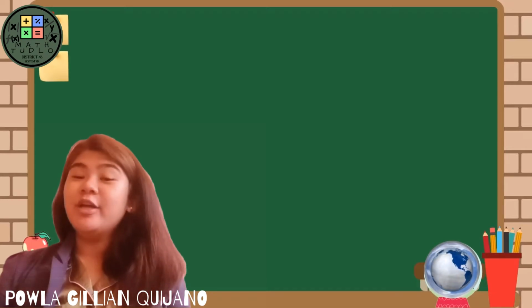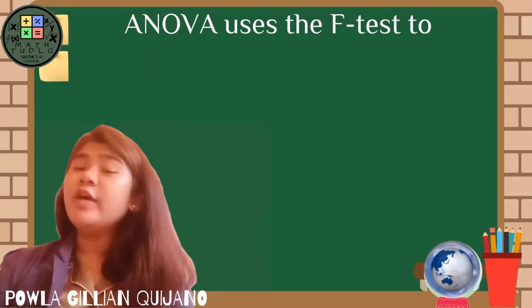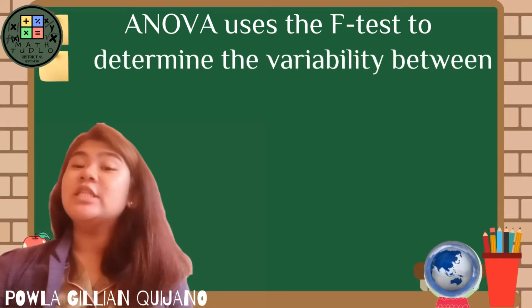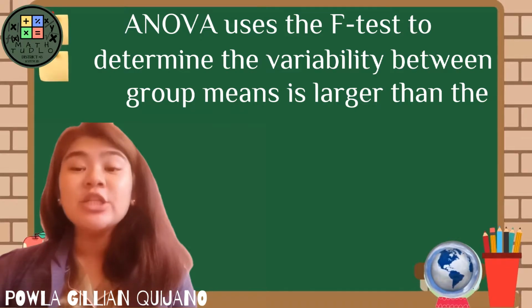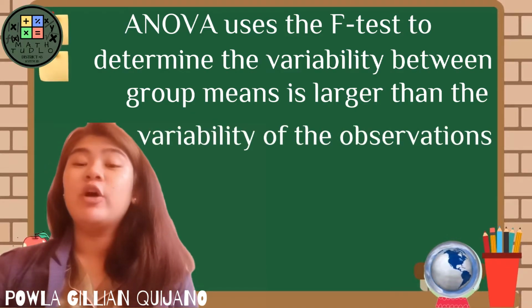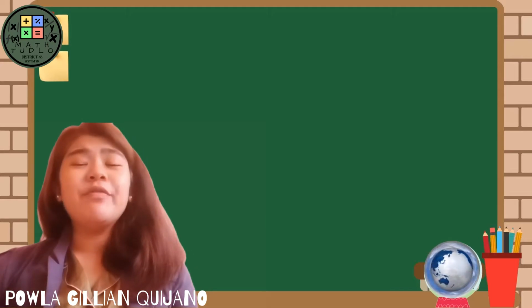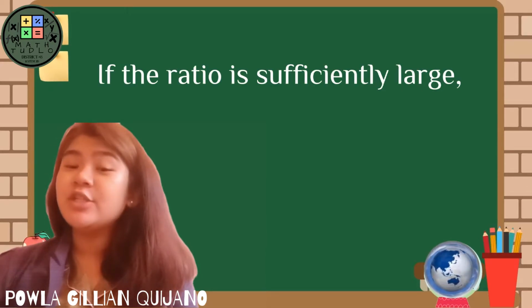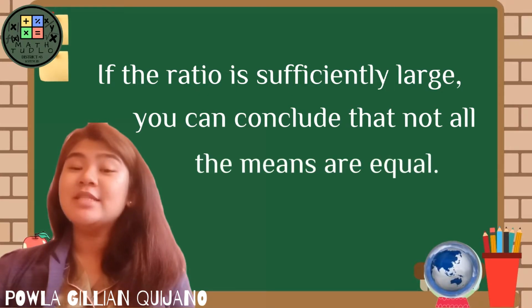Okay everyone, step 3 is the one-way ANOVA F-test. ANOVA uses the F-test to determine whether the variability between group means is larger than the variability of the observations within the groups. If the ratio is sufficiently large, you can conclude that not all the means are equal.